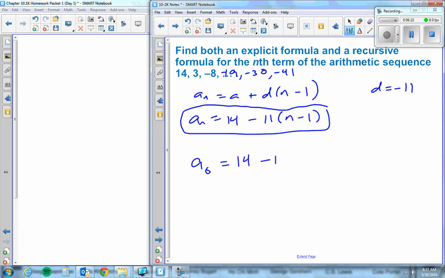14, and I would reduce it by 11 how many times? How many times did I subtract 11 to get from the first term to the sixth term? 5 times, yes? Which is why it says n minus 1 right there. So that's why this is structured the way it is. To get from the first term to whichever term you want to, you add or subtract the common difference n minus 1 times, because that's how many jumps there are between the first and nth term.